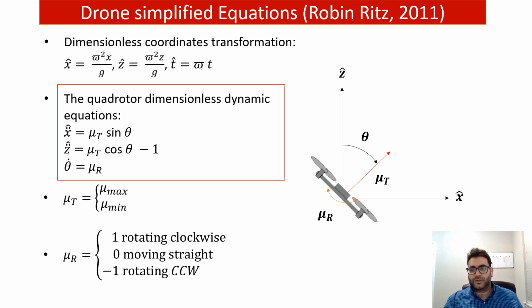Also, ut is constrained between the minimum thrust umin and the maximum thrust umax. But the principle of optimality shows that the optimal controller is always either umin or umax. And in the same way, optimal UR values are always either -1, 0, or 1.